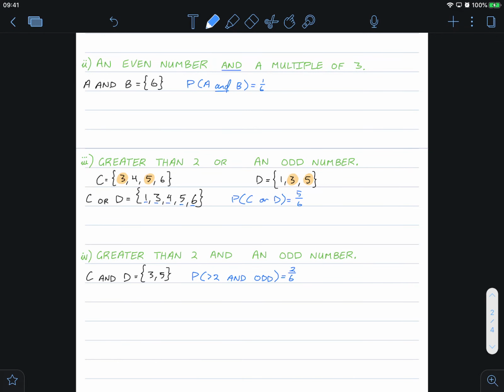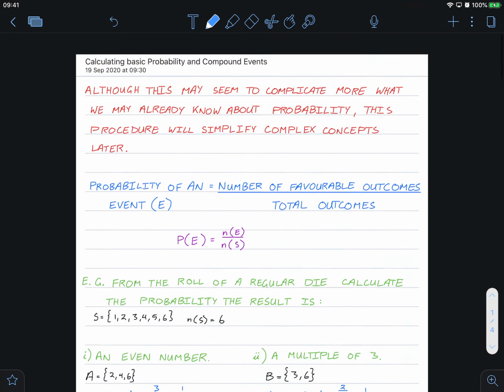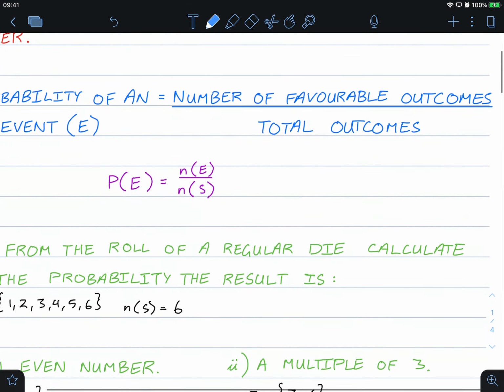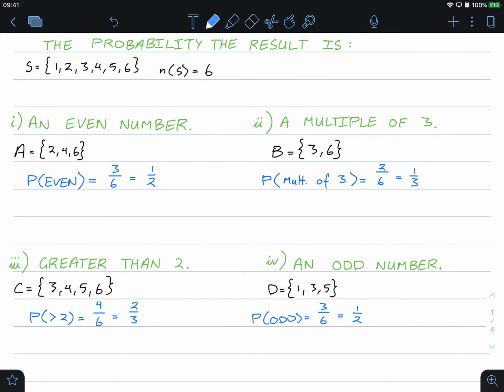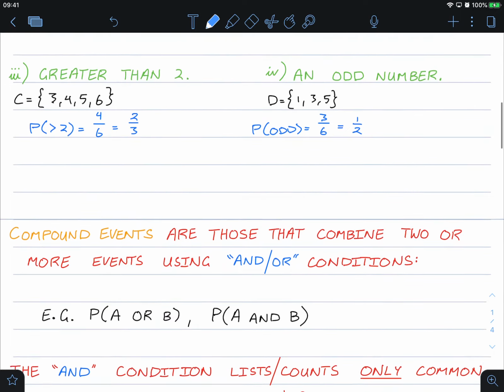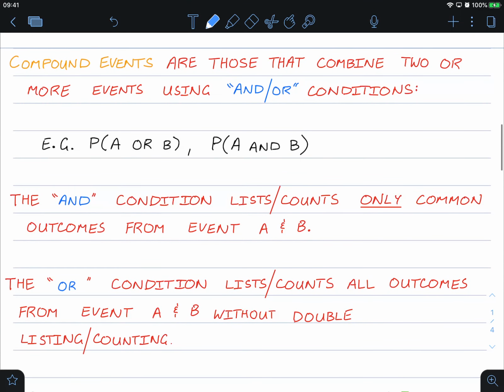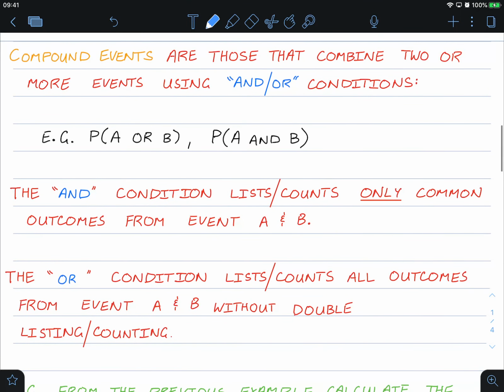I hope that gave you an insight into calculating basic probability, especially using this process here. Hopefully it'll make your job a little bit easier later on, as well as calculating compound events using AND or OR conditions. Hope to see you in the next video. Best of luck.